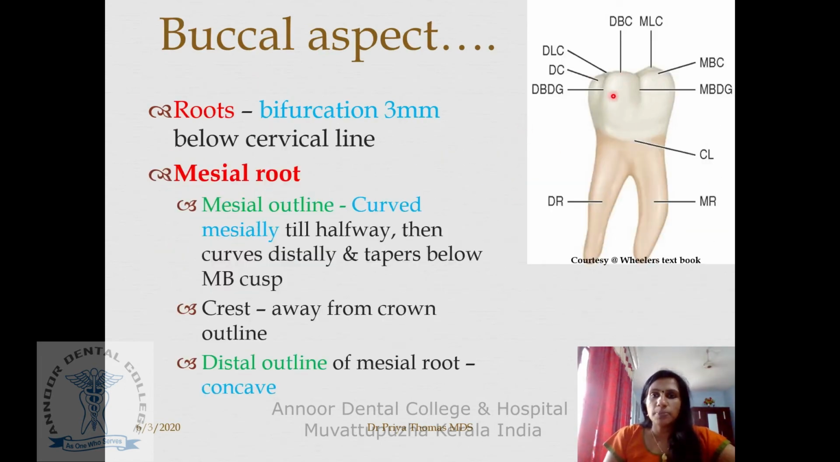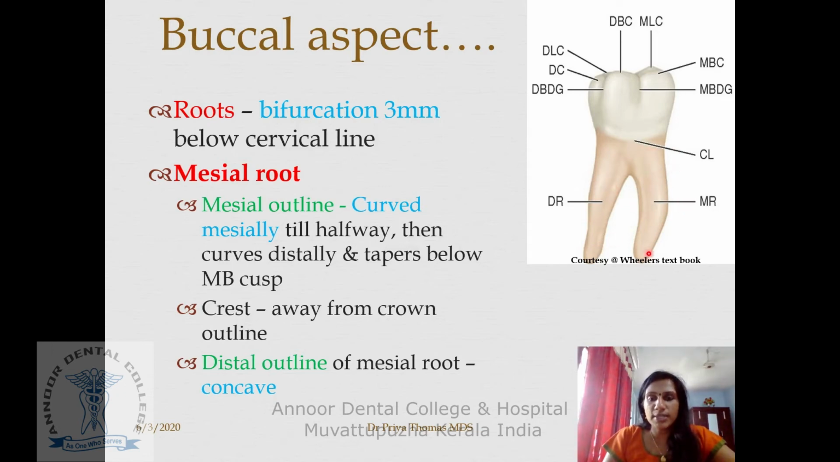We'll move on to the root part, or how your root appears from your buccal side. Now, as I've told you, you have to talk about the trunk part of the root and individually both the roots. Now, your bifurcation area here, this is your root trunk. If you see, it is almost 3 millimeter from your cervical line. So this bifurcation which is present here is approximately 3 millimeter from the cervical line. So you have a 3 millimeter width here. And then we'll move on to each root individually. So you have two roots. One is your mesial root and the other one is your distal root.